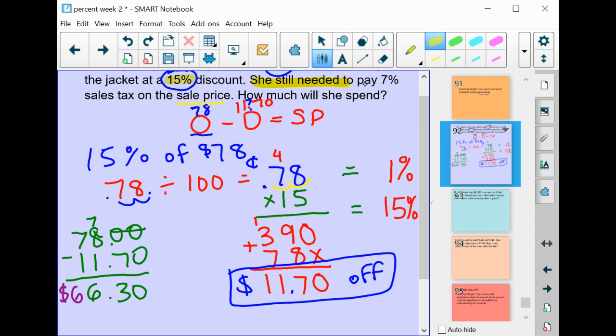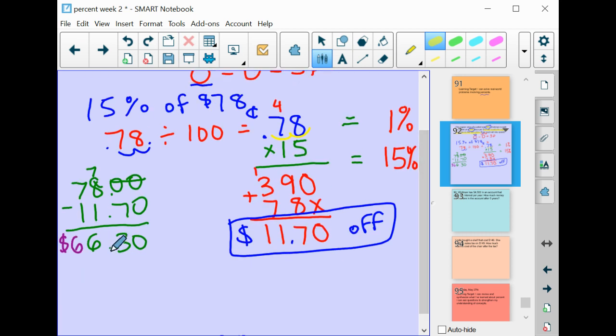She still needs to pay 7% sales tax on the sale price. So now we're going to kind of start that process over. We need to figure out how much sales tax she's going to pay on this. Okay, so we're going to have to find 7% of this. You're going to use your calculator to do this because we have not done decimal division yet at all. So go ahead, take your calculator.